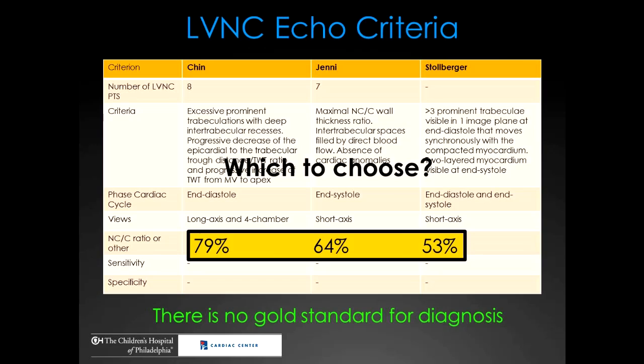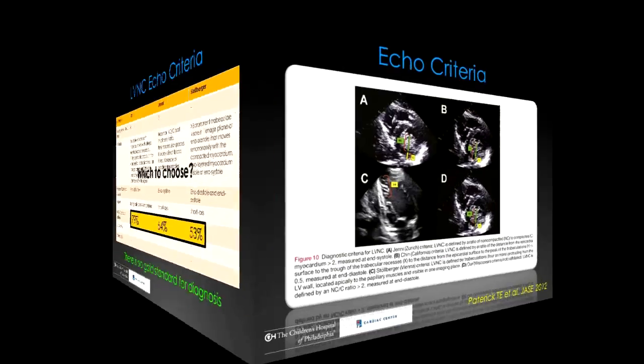And I can tell you that if you have recognized patients with left ventricular non-compaction, not all of them meet the criteria that are listed above. In fact, in a recent paper, which identified a group of patients with LV non-compaction, only 79% met the Chin criteria, 64% met the Jenni criteria, and 53% met the Stöllberger criteria. So you can see that if you use any of these criteria, you might miss patients who have LV non-compaction.